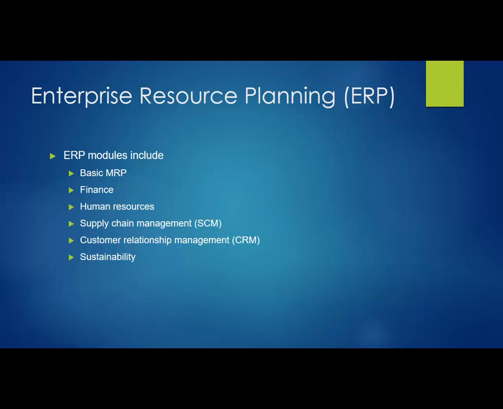The ERP system includes the basic MRP to begin with, which was dealing with material planning and production scheduling, extending to finance, human resources, supply chain management, customer relationship management, and sustainability, to sustain that connection between those components and the relationship between the partners.